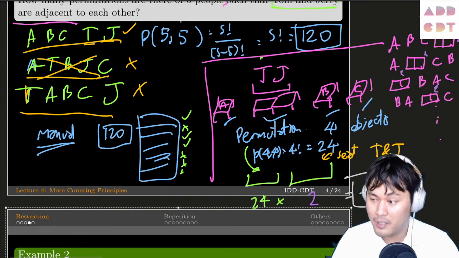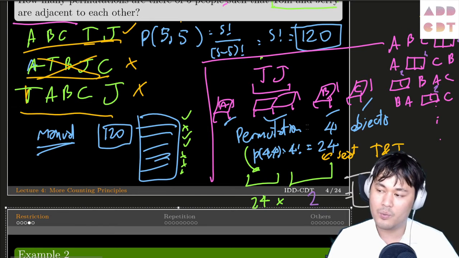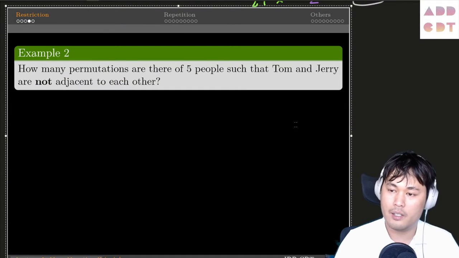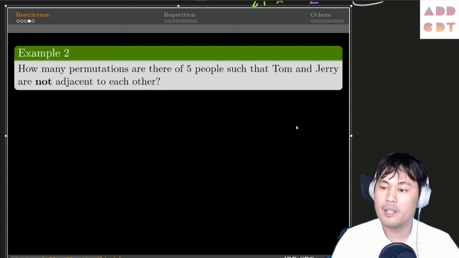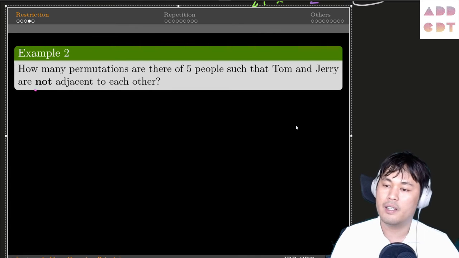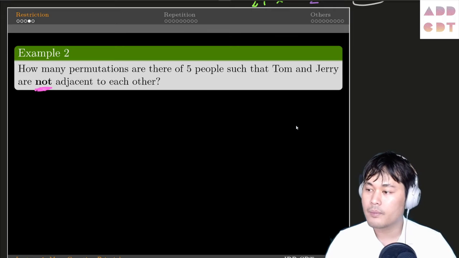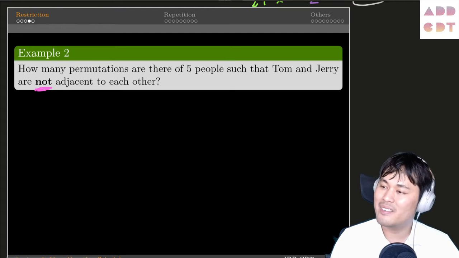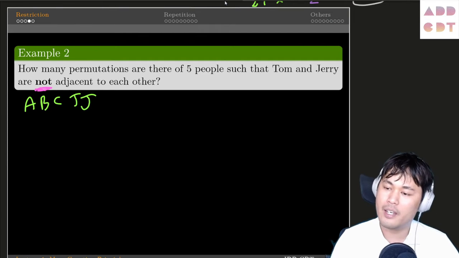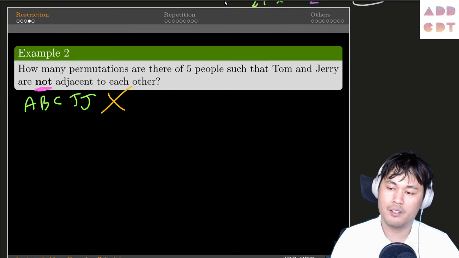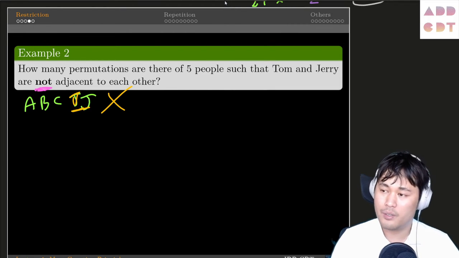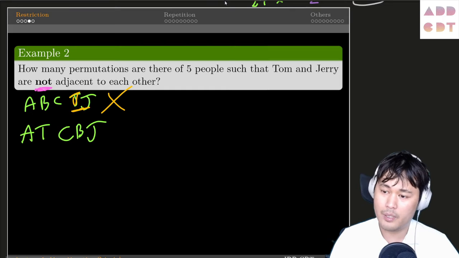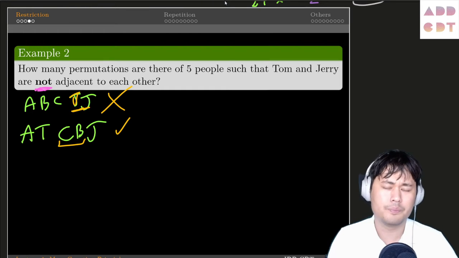But if you have seen this kind of problem enough, then you know what to do first, second, third, and so on. And then let's take a look at a short example 2. Now we are asking the same question, but Tom and Jerry are not adjacent to each other. Right, so now they hate each other or something. So that means if you have A, B, C, T, and J as before, now we don't consider that case, because they are next to each other and they might bite or something. So we have to put at least one person between those 2.